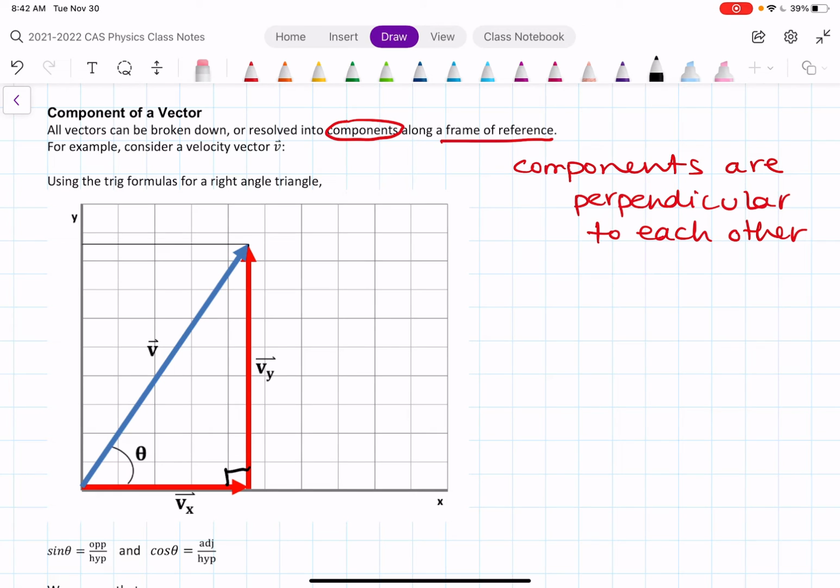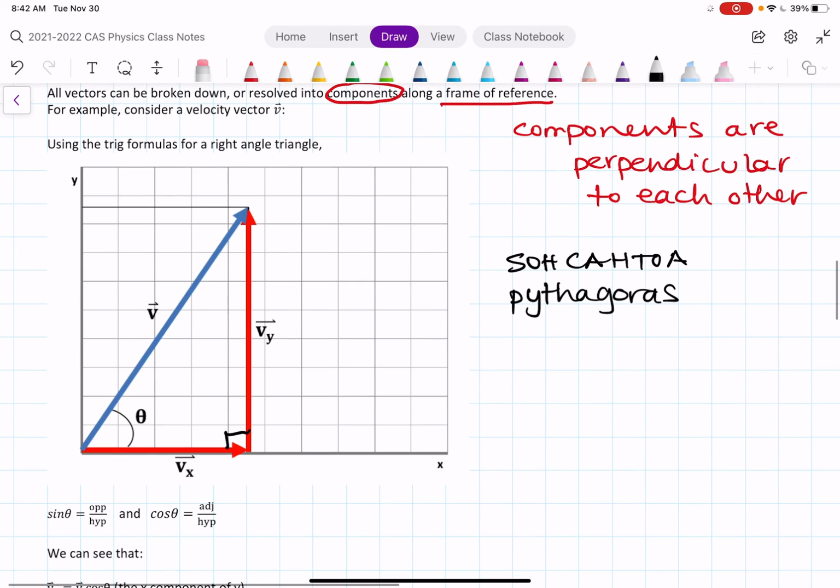But a right angle triangle like this can be easily solved using SOHCAHTOA. So we have a few tools. SOHCAHTOA. We can use Pythagoras. I think that's how you spell Pythagoras. So those two things are going to help us solve this triangle.